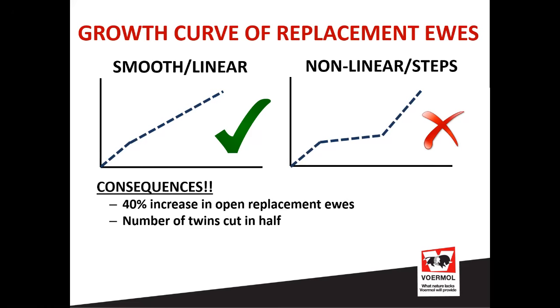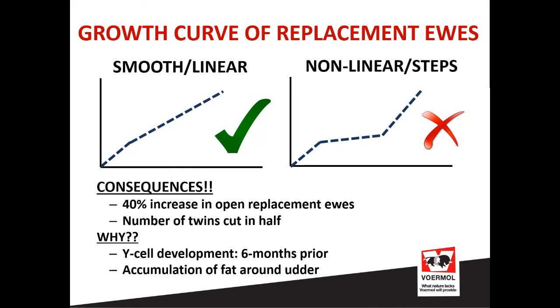However, you're going to sit with the following consequences. You're going to sit with a 40% increase in open replacement ewes, right? And also the number of twins or multiples will be cut in half. So if we bargained on about 20% multiples for our replacement ewes, we're going to sit with only 10% multiples. And that's all due to malnutrition after weaning right up to the point of mating.